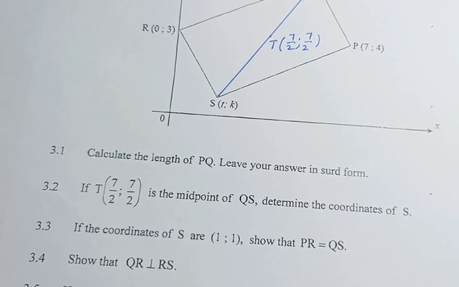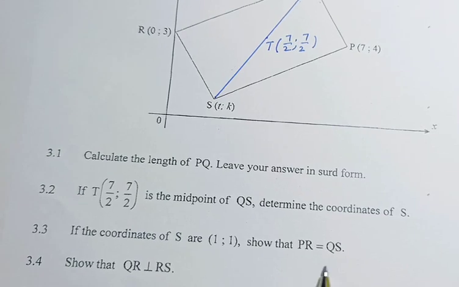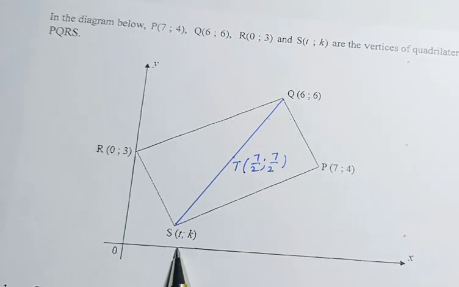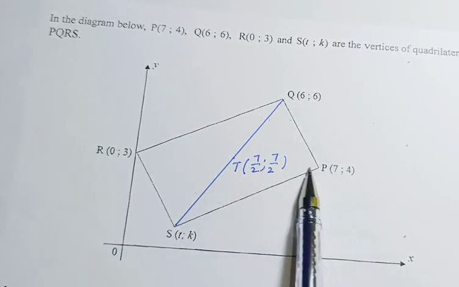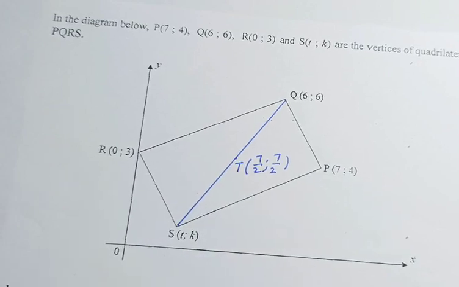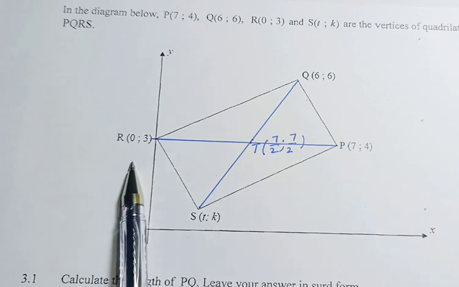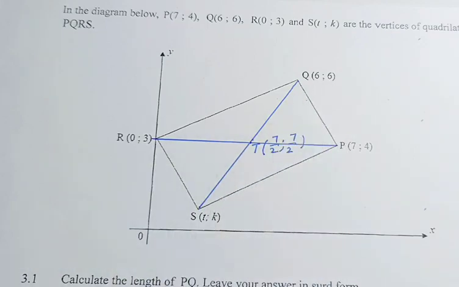My next question says if the coordinates of S are 1 and 1, which we already found, show that PR is equal to QS. So through the distance formula we need to find that PR is equal to QS. This is the second diagonal. I'm going to draw this diagonal also to show you. So I draw the second diagonal. The question says the diagonal PR is equal to QS. We need to show that, we need to prove it, so I'm going to apply the distance formula.